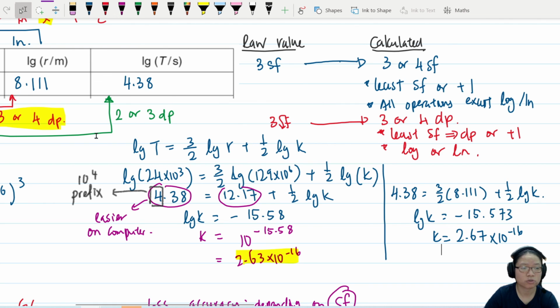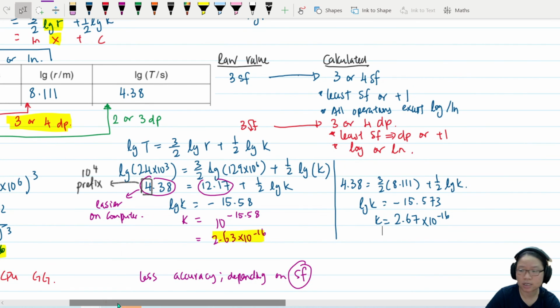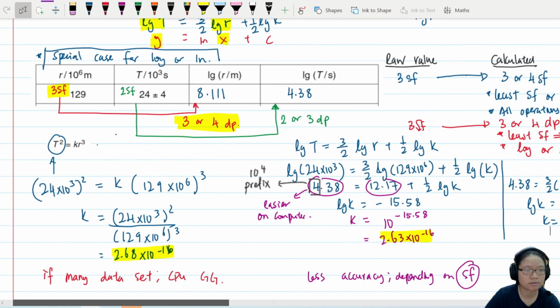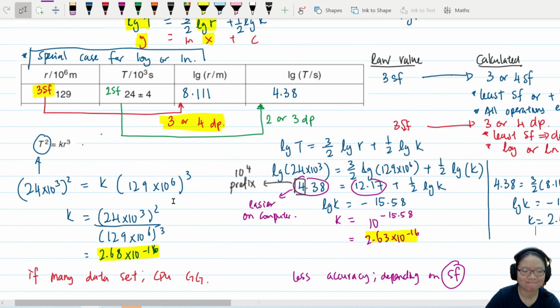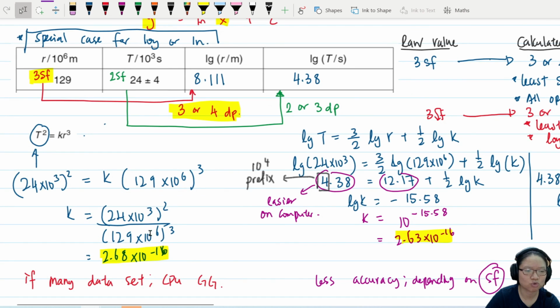Okay, cool. So this is this part of the log and ln series. Why we log? We don't want our computer to GG when dealing with big numbers. All right, and how to handle the limitation. Okay, that's it for this particular video.